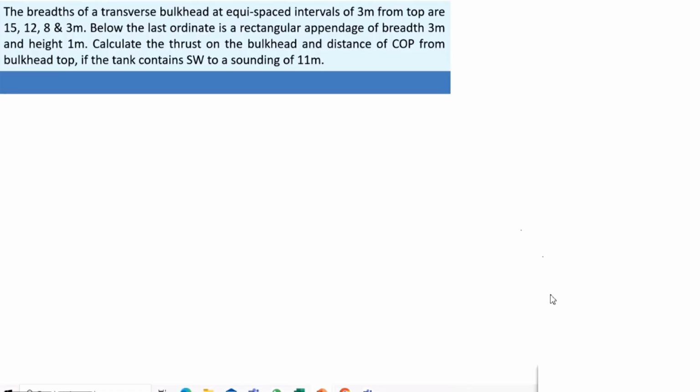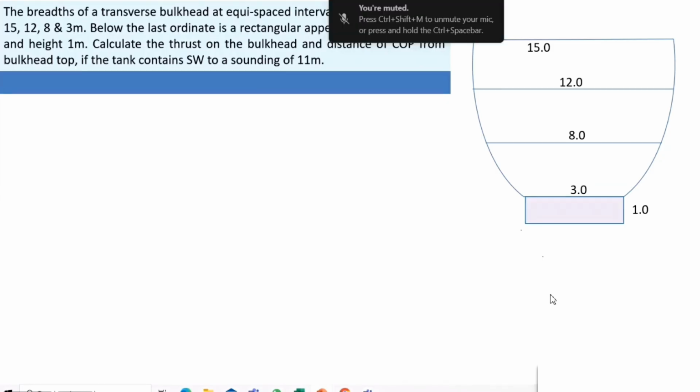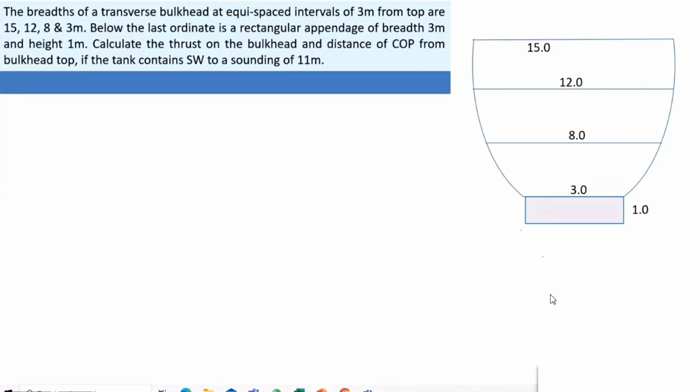So guys, you see the breadth, equispaced at 3 meters interval. So this is the diagram. I'm sure you'll agree. Look at the diagram better. Do you agree with the curvilinear part of the bulkhead? Yes or no? Read the question and satisfy yourself with the curvilinear part of the bulkhead. Yes, sir. Below the last ordinate is a rectangular appendage 1 meter in height. Correct, beta? This is the lower part of the bulkhead. Am I right, guys? Yes, sir. Now you have to calculate the thrust on this.